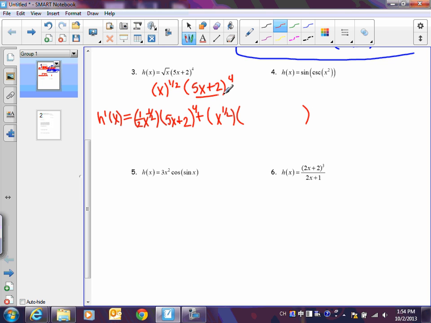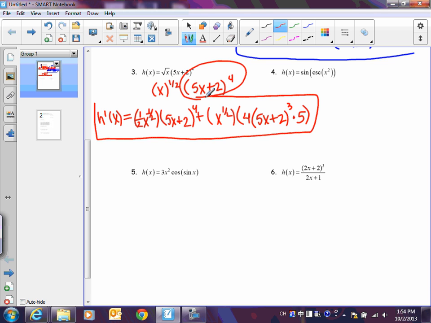So what is the derivative of the second piece? 4(5x plus 2) cubed times 5. Okay? We feeling more comfortable with mixing the two, product rule and chain rule? It's just going to take practice. You're not going to be able to look at this and do a couple of examples and be an expert. You're just going to have to practice it.